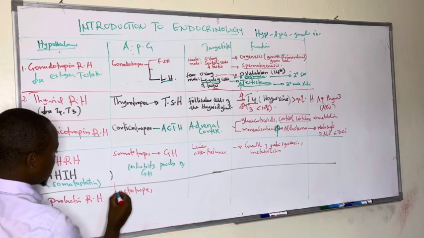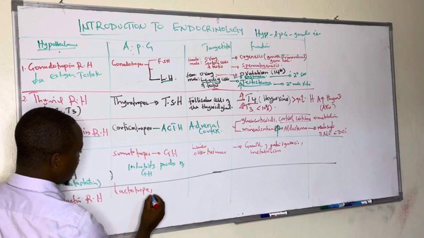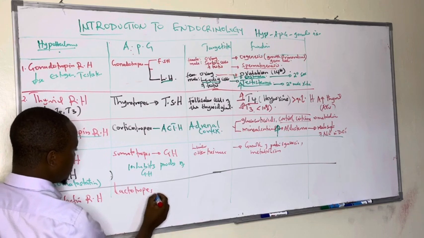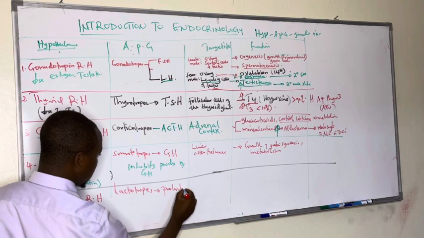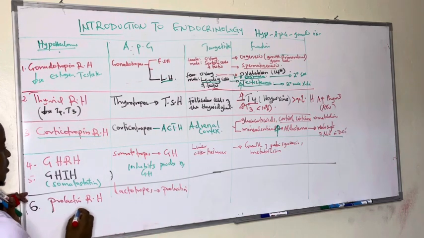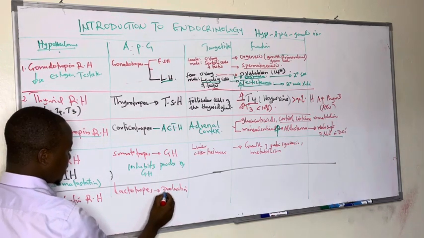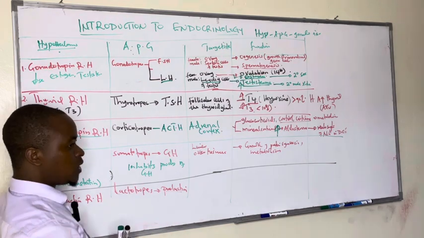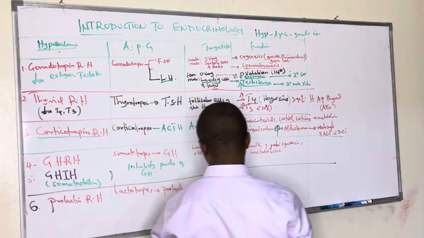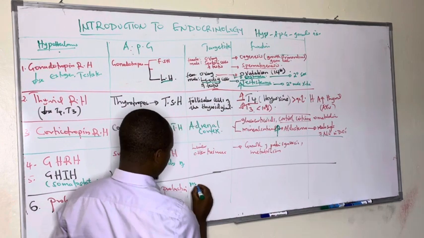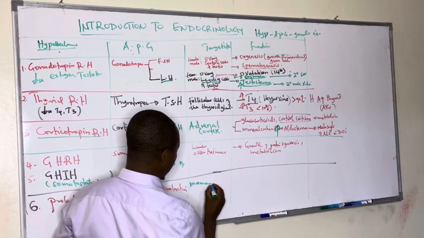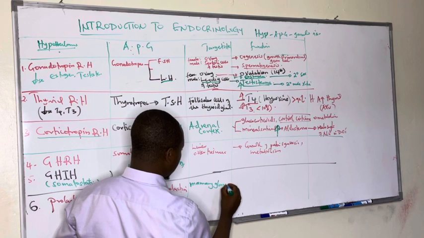The anterior pituitary gland has lactotropes, and these lactotropes are the ones that produce prolactin hormone. So they are triggered by prolactin releasing hormone to synthesize and secrete prolactin hormone. And this prolactin hormone, its target site is the mammary glands. It goes to the mammary gland, or what we call breasts.